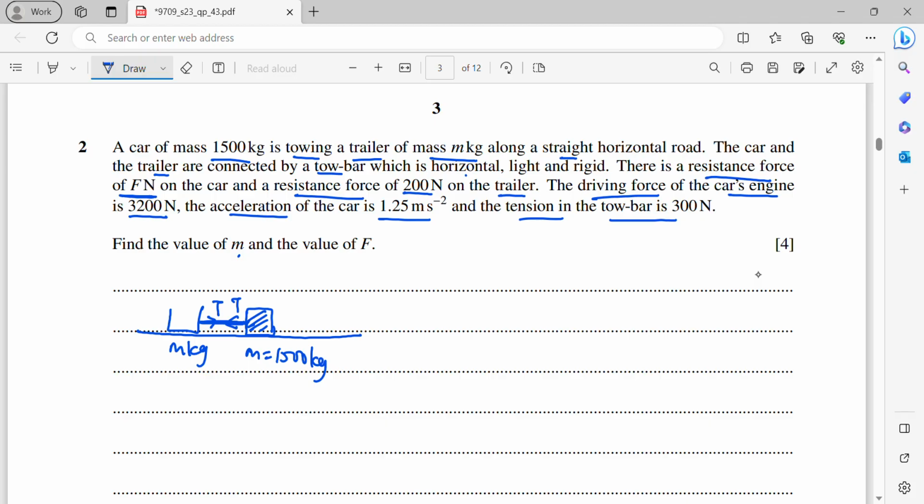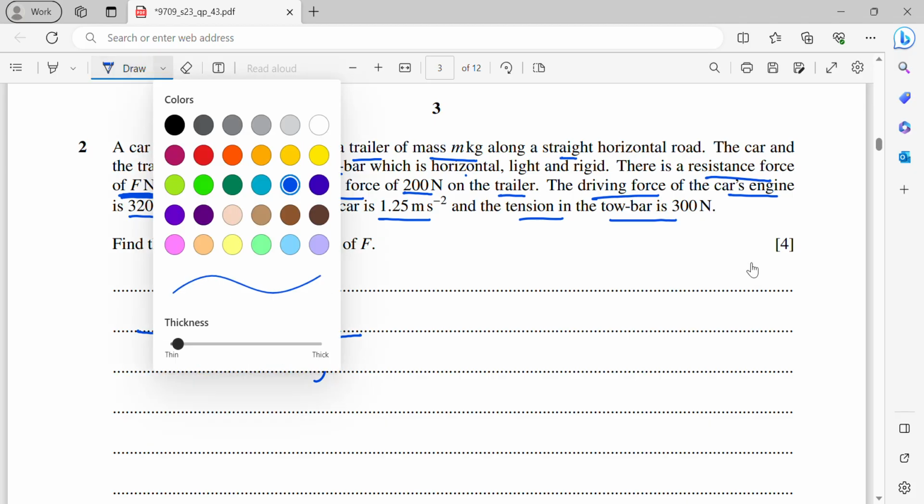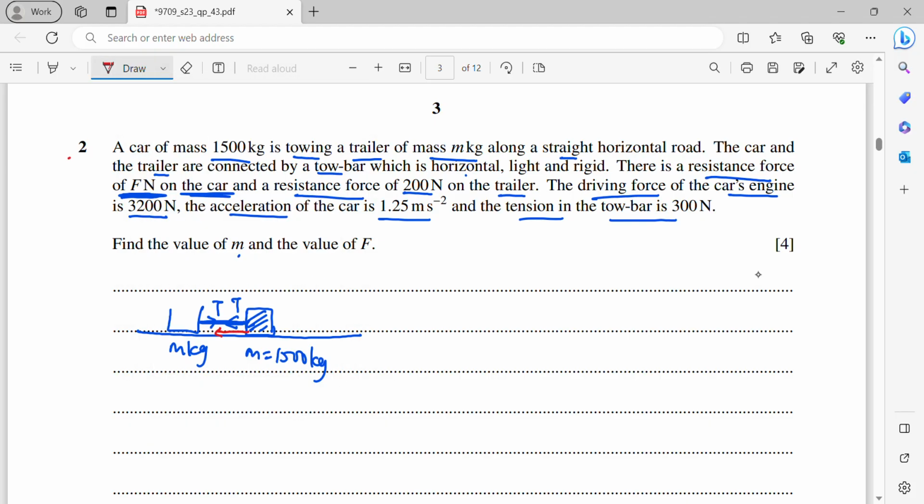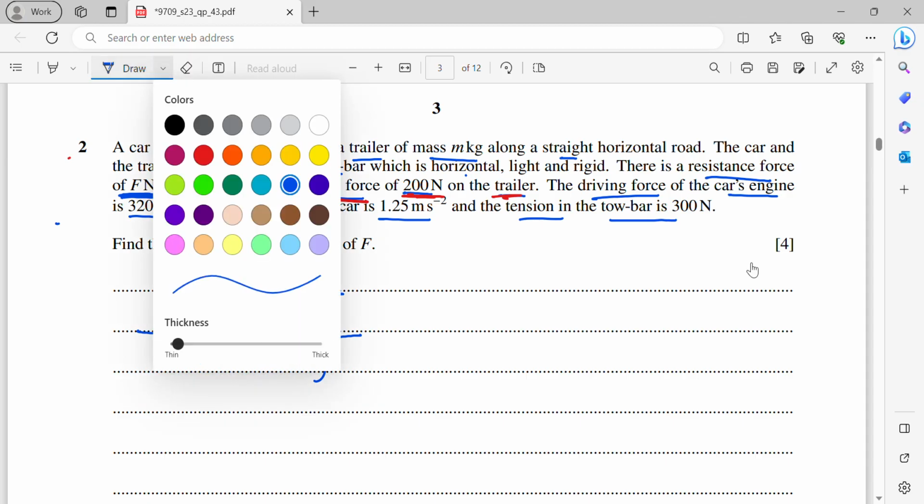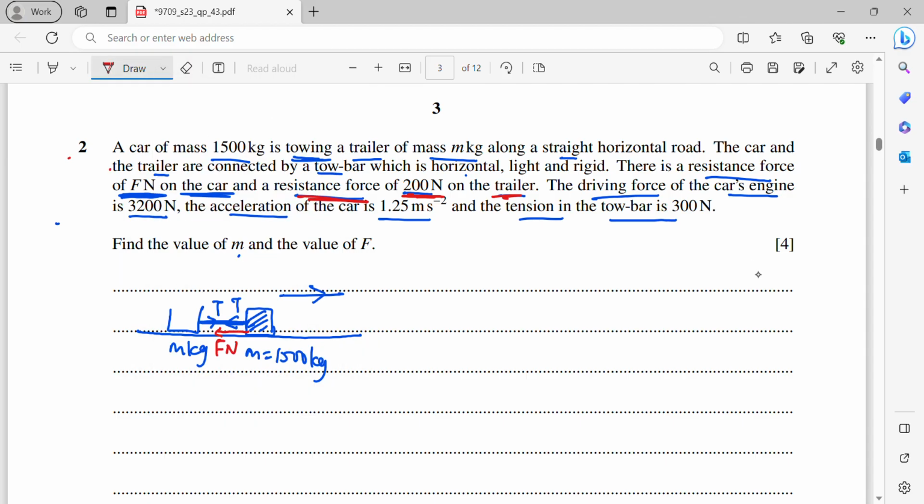Now the resistance force of F N on the car. Okay, so which means here I will have F Newton. This is a resistance force. And then the resistance force of 200 Newtons on the trailer. Because when the car is moving, it's towing this trailer, that means I expect it moves to the right side. So the resistance force will be towards the left hand side, which is in the opposite direction. So for the trailer, I will have 200 Newton.